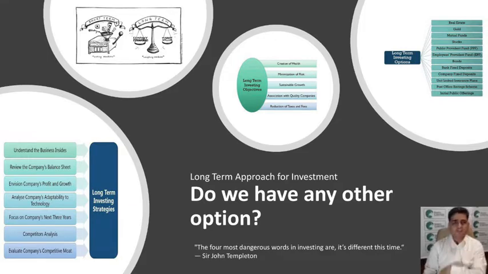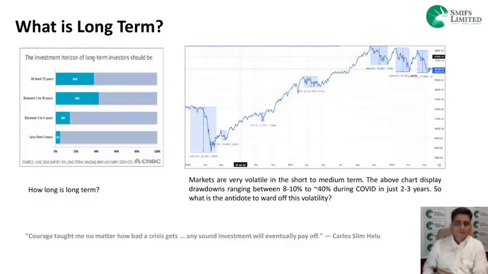When people say that it is different this time, it is most probable that the markets would behave in a manner different to how they have behaved in the past. So the next thing that we want to talk about is what is long term. We see a lot of confusion among people on the generic side, where people are not very clear what long term is. How do you define long term?